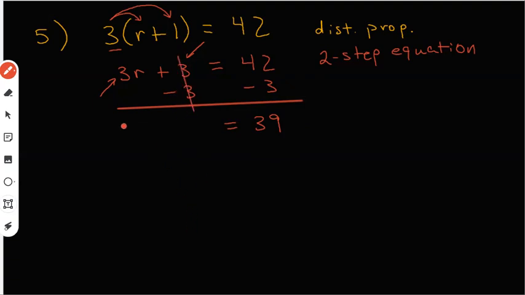And I bring down my 3r. Now to get rid of this 3, since it's being multiplied by r, I need to do the opposite. I need to divide both sides by 3. So that way, the 3 in the numerator cancels out with the 3 in the denominator. And I'm left with r is equal to 13. I put that in my solution set.